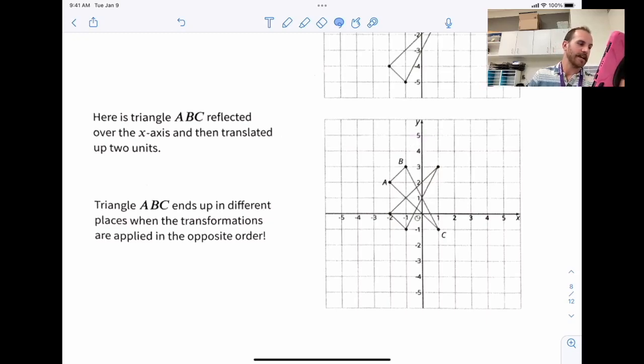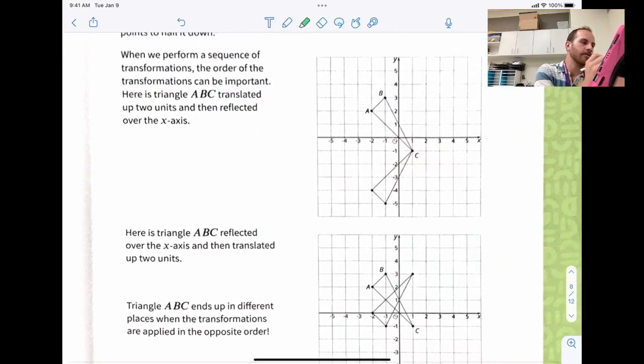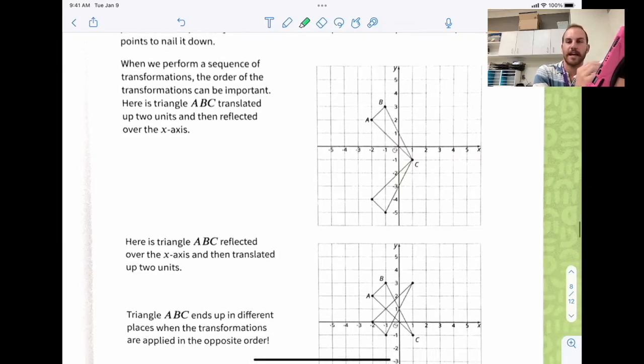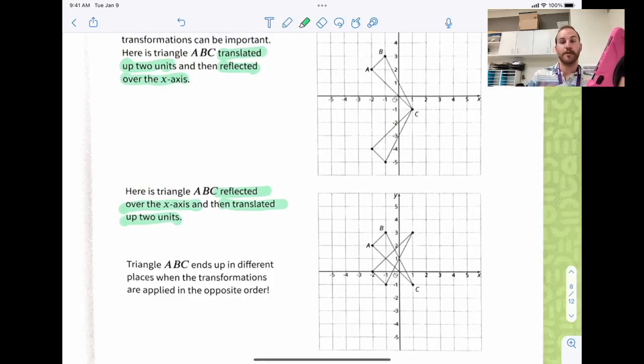Okay, triangle ABC ends up in different places when the transformations are applied in different orders. So key thing here, right? Same exact transformations. It was translated 2 units up, reflected over the x-axis. Reflected over the x-axis, and then translated 2 units up. Do you see how if we switch up that order, it completely changes where our shape ends up? Really interesting stuff, right? Order matters.